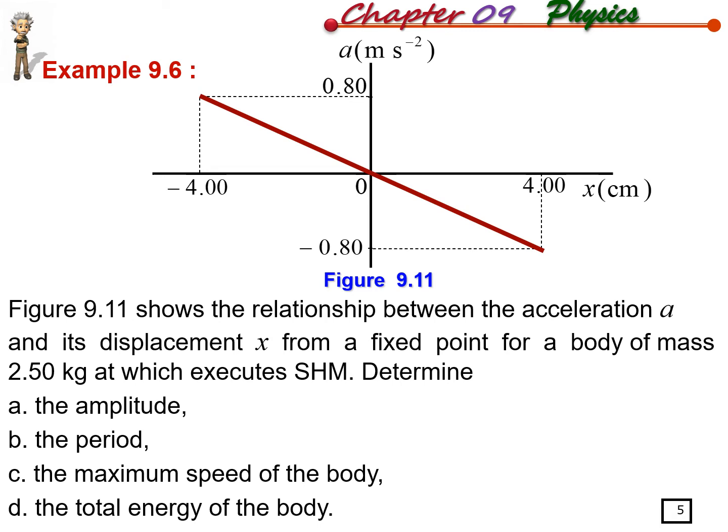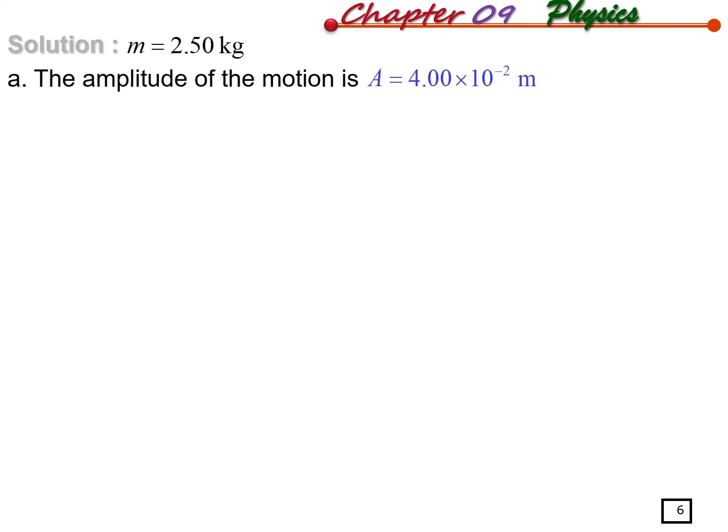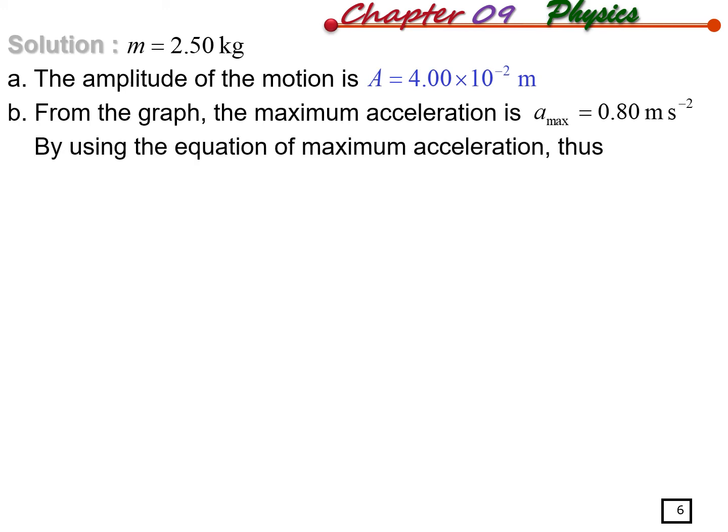So for the amplitude, we can look at the maximum displacement, which you can determine from the graph. If you observe over here, maximum displacement will be equivalent to 4 centimeter, right? So we look into the solution. Mass given. So the maximum displacement 4 centimeter, convert into meter. And then from the graph, maximum acceleration, we can obtain 0.8 meter per second square.